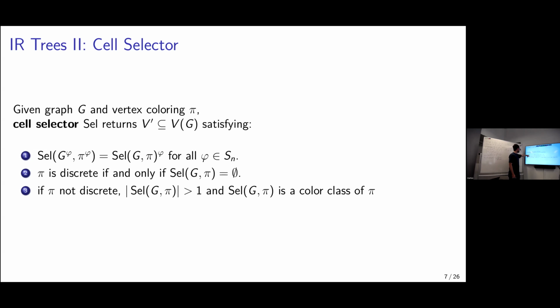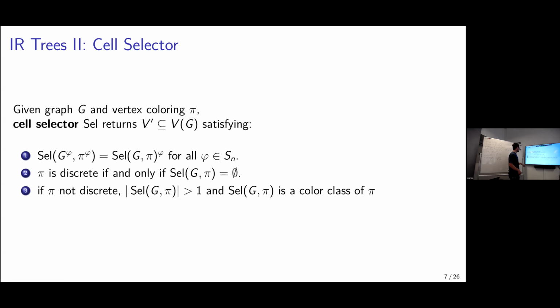So when you permute the graph and the coloring with any permutation, then the result of the cell selector must just be the result of the original computation permuted around by this permutation. Again, the result can only depend on inherent structural properties of these objects, and it can, for example, not use the names of the vertices or things like that.